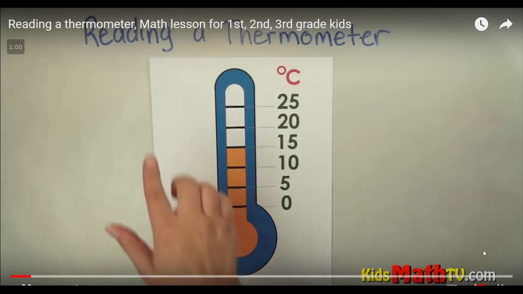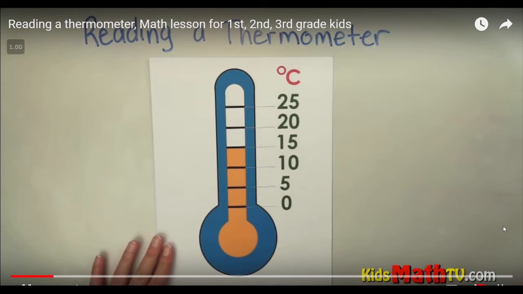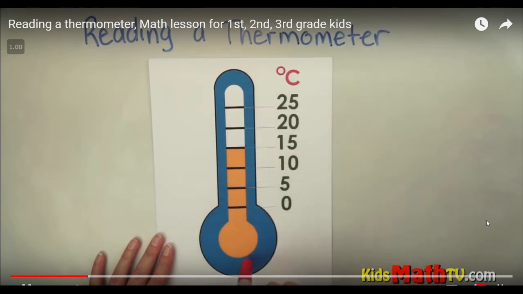In this lesson, we are going to learn about reading a thermometer. Here we have a thermometer, and this thermometer has some liquid in it that goes up the thermometer as it gets warmer and falls down as it gets cooler. That concept is very important when understanding how hot or cold something is. So if the thermometer reading is high, it is hot, and if the thermometer reading is low, it is cold.